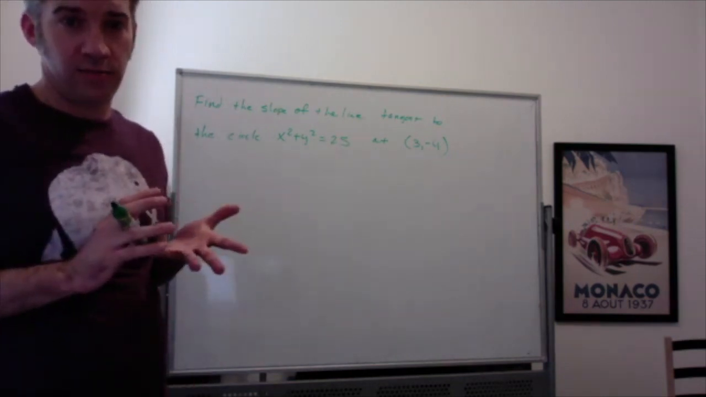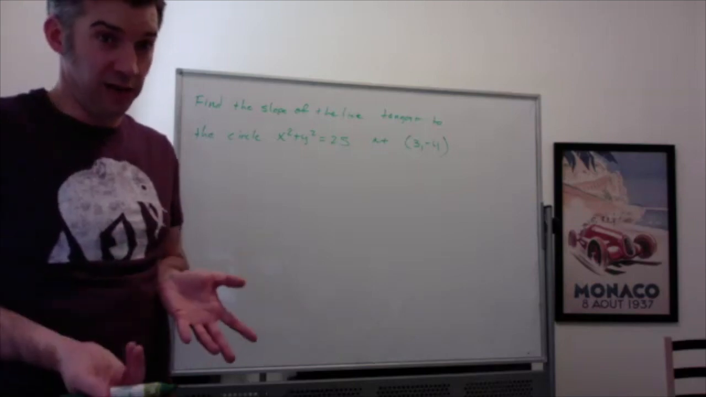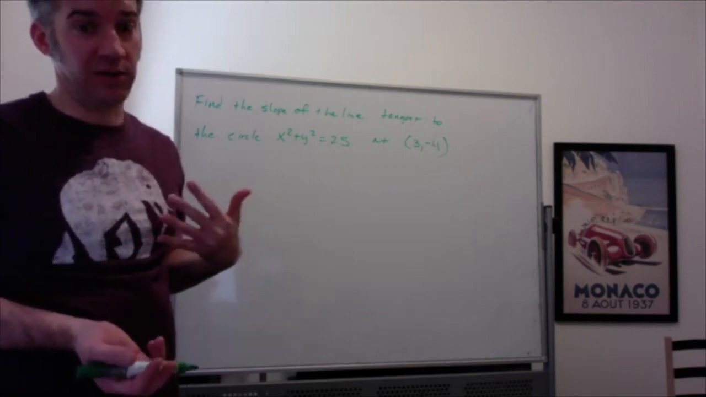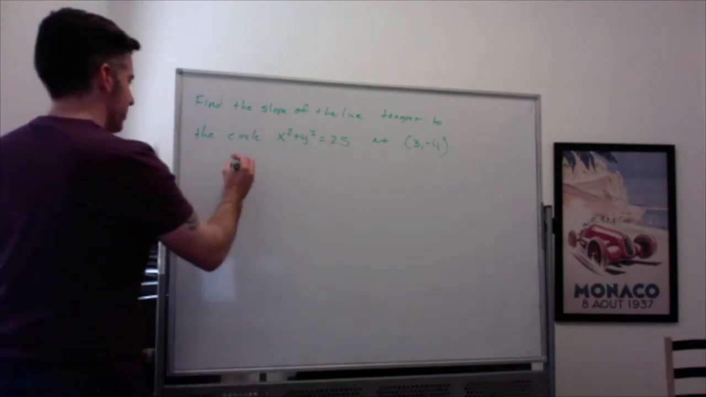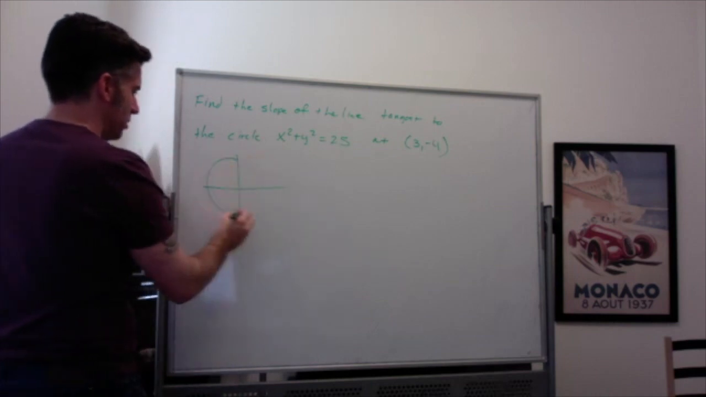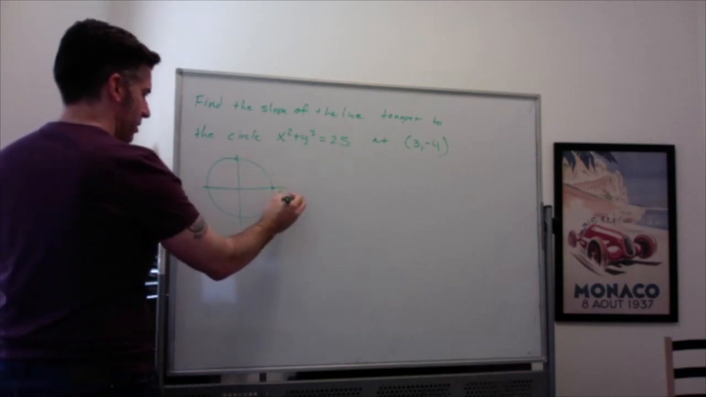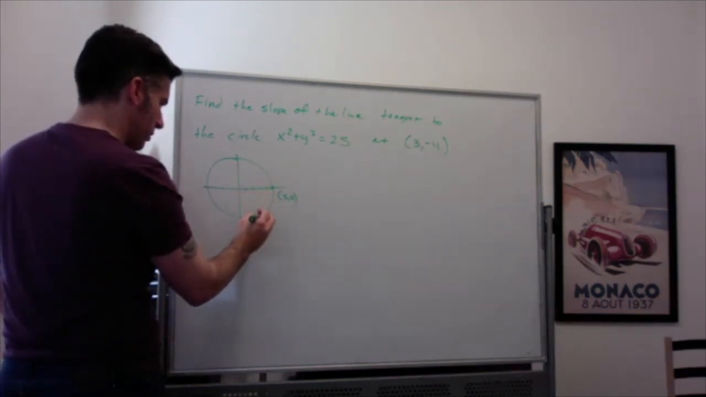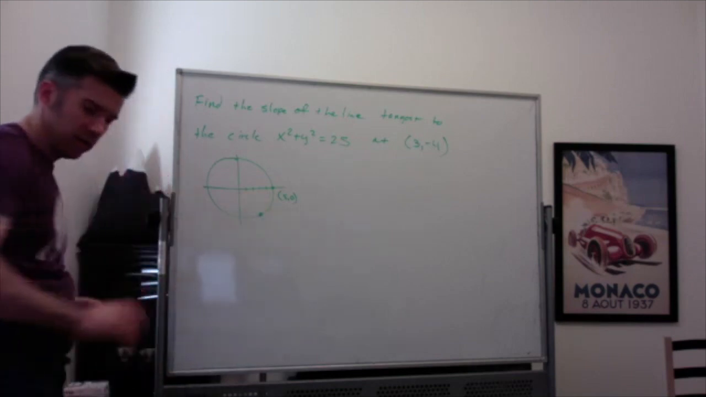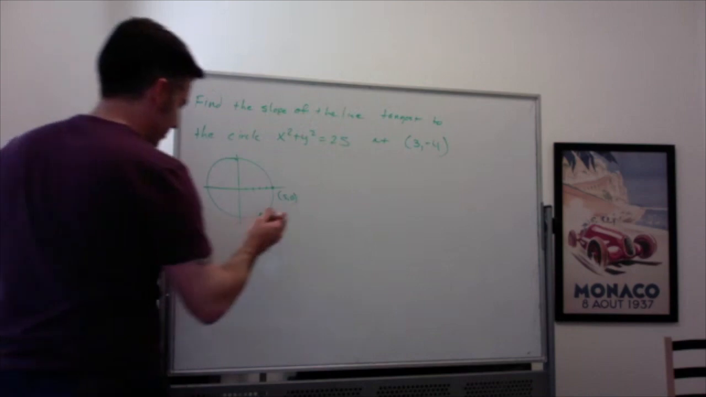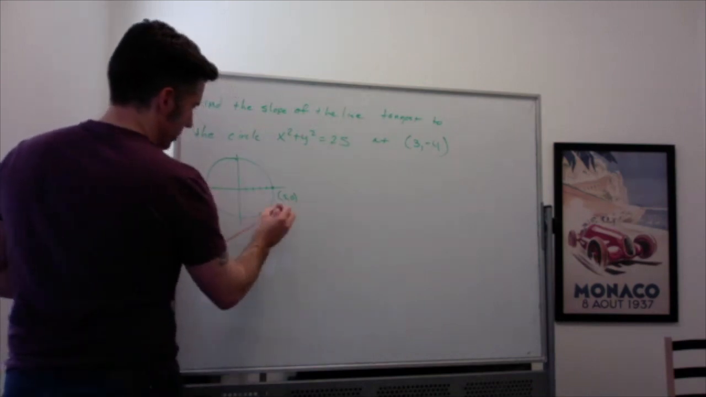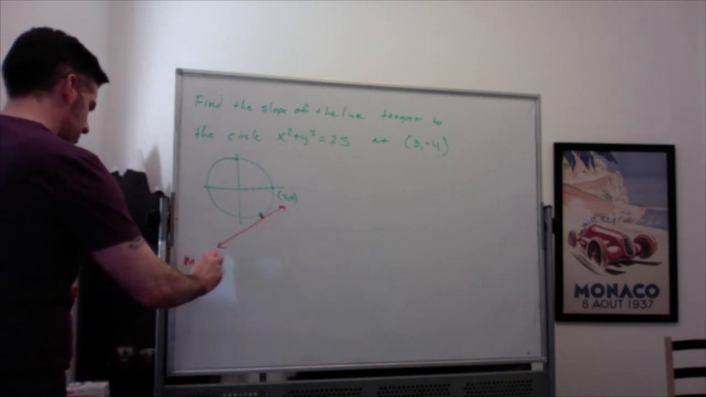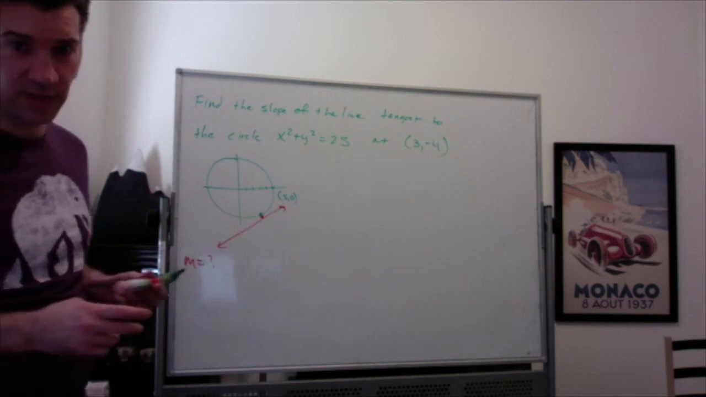I will point out that circles definitely have tangent lines, and circles are also not functions, right? The circle is not a function, it fails the vertical line test. Here's my circle. It's got a radius of 5, centered at the origin. I'm looking at the point 3, negative 4. So I'm asking, what's the slope of the tangent line right about there? Yeah, that's definitely tangent right there. Okay. So what's the slope here? Well, it looks like it's positive.